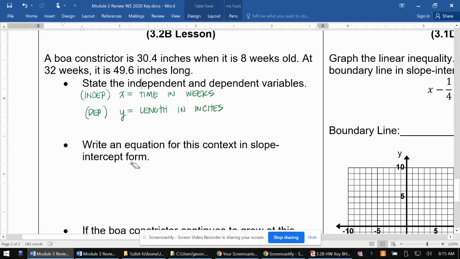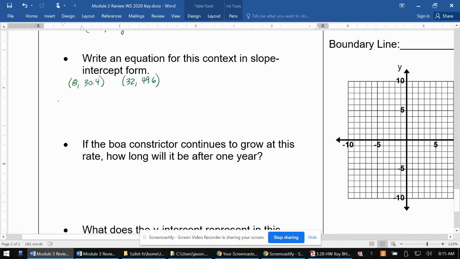And similar to what we did if you watched the videos for 3-2A, we're going to take these facts, which is 8, 30.4, and 32, 49.6, and we're going to calculate the slope. If you need a review of labeling points and the slope formula, I would encourage you to go back to some of the videos at the start of this for the 3-2A, because I am just quickly plugging these into the formula and not labeling my points.